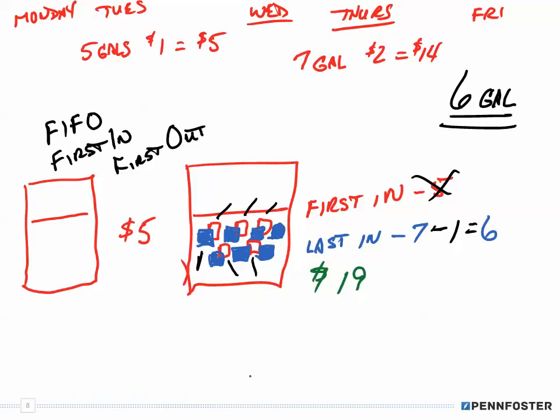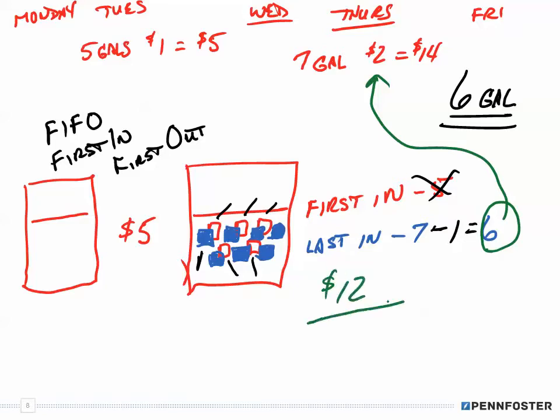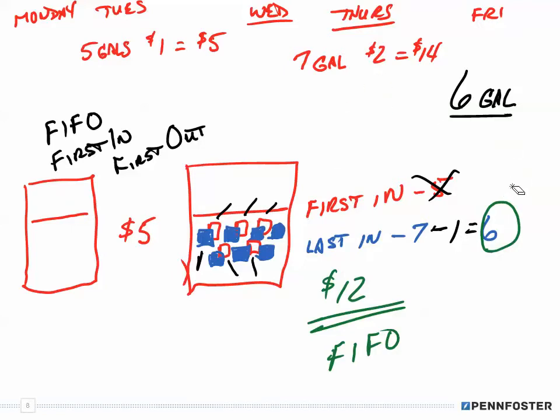Easy, right? So now if I ask you, what is the value of the milk that remains in the refrigerator? Well, it's no longer $19 because you took milk out. What do you have in the refrigerator? You have six of them that were the last ones in, and those six were at $2 each. So the value of your milk in your refrigerator is $12. And that's first in, first out. That simple. Got that? Now I'm going to erase this, because what I'm going to do now is explain LIFO, last in, first out.